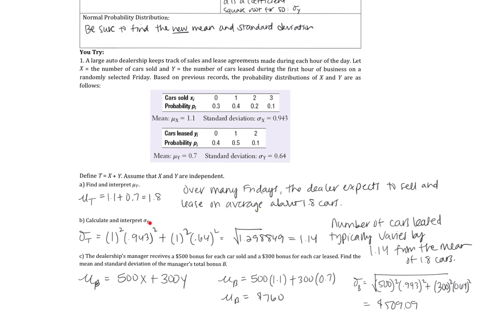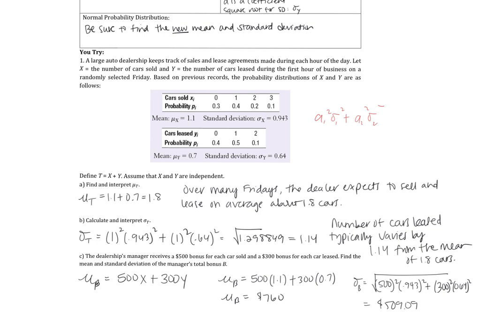Calculate and interpret the standard deviation. The standard deviation, we have a formula. Remember, it's a sub 1 squared times sigma sub 1 squared plus a sub 2 squared times sigma sub 2 squared.